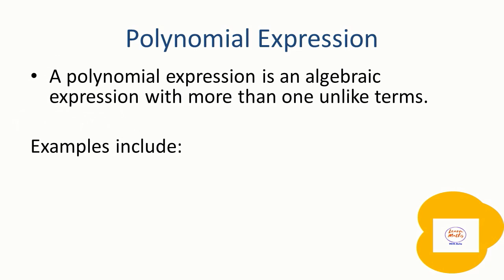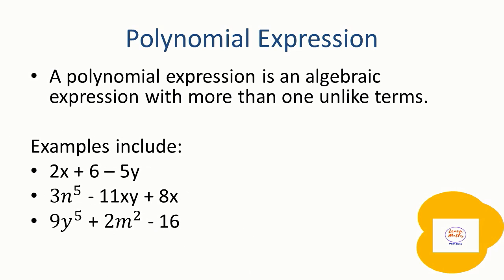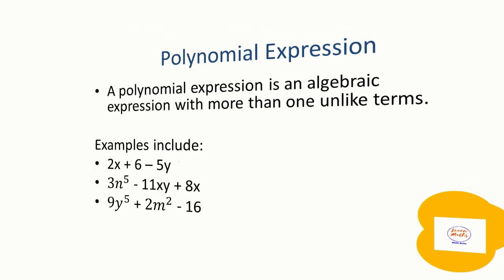So let's take examples. We have 2x plus 6 minus 5y, 3n raised to power 5 minus 11xy plus 8x, 9y raised to power 5 plus 2m raised to power 2 minus 16. So these are various examples of a polynomial expression.